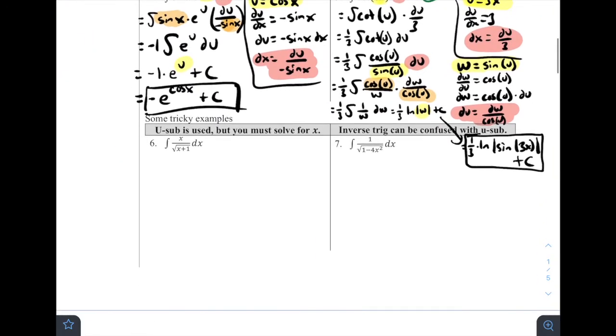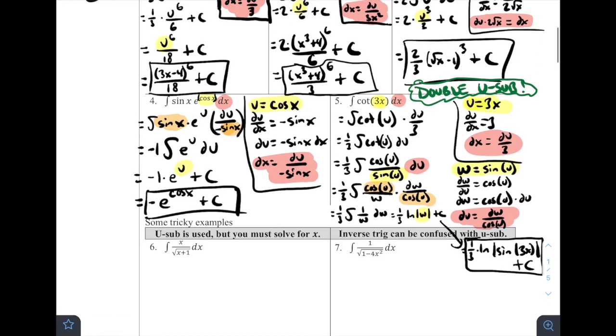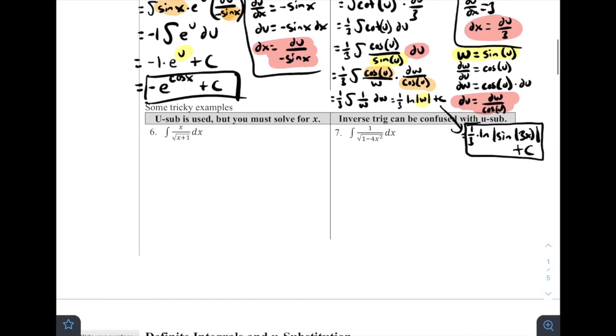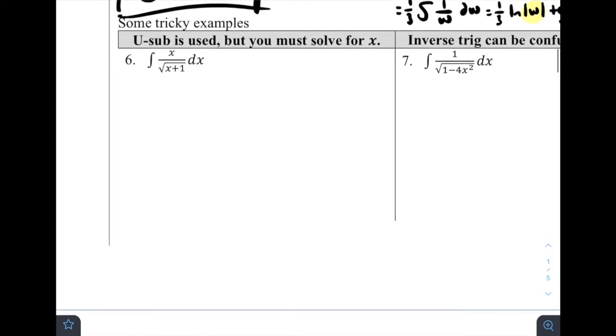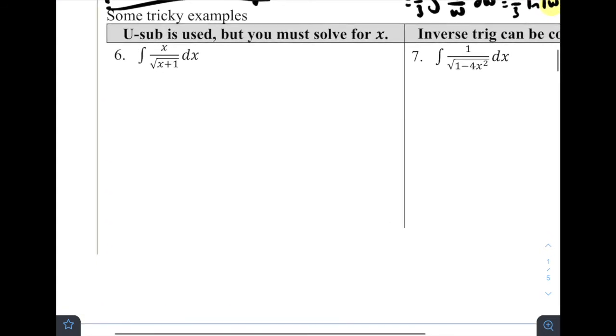Wow. Let's talk about 6 and 7, which are some more tricky examples, as if number 5 wasn't. What? So let's try 6. What's the trick here? Well, in this case, u-substitution is going to be used, but we're going to need to solve for x in order to do it. Let's see it. What's the inside? Well, I see this x plus 1 is inside of this square root. So let's try that out.